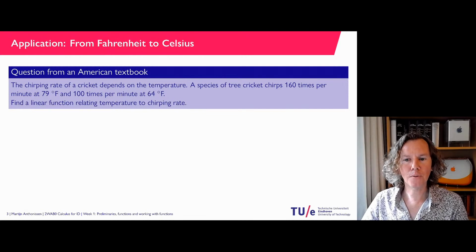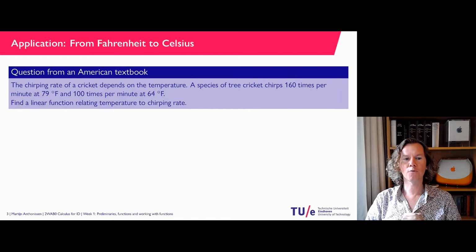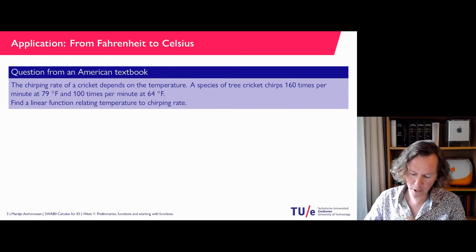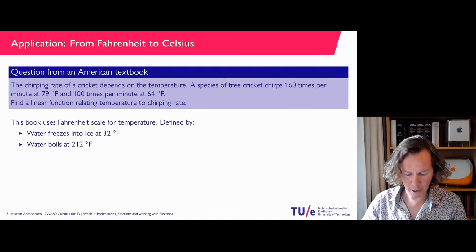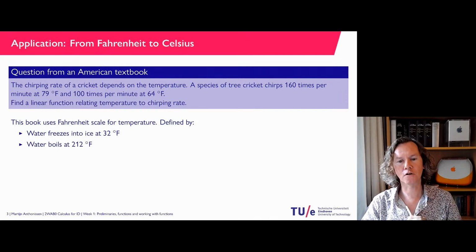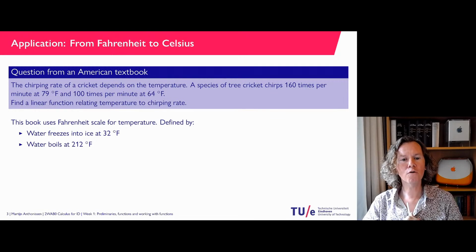So here the question is to find a linear function relating temperature to chirping rate, and then this is all in Fahrenheit. Now, when I was first teaching this course, I thought this was really silly that they had a Fahrenheit, so I made a new question from this, which is, the book uses the Fahrenheit scale for temperature, and it's defined like this. Well, this is one way to define it. So water freezes into ice at 32 Fahrenheit. It boils at 212 Fahrenheit.